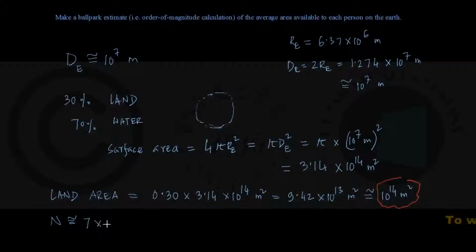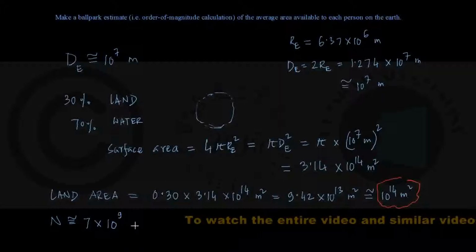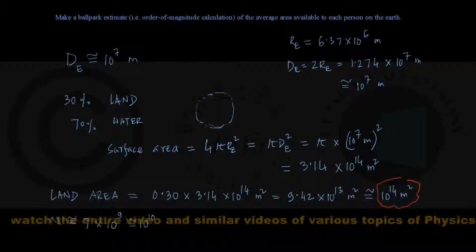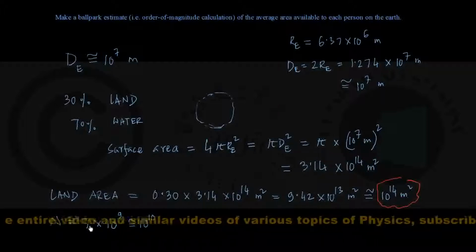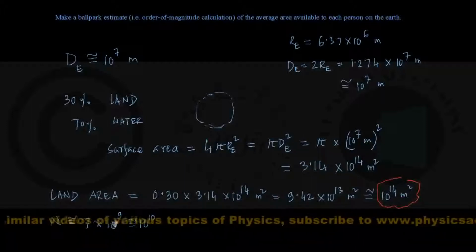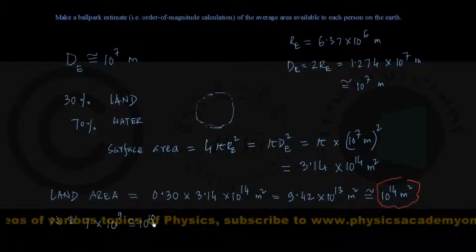7 into 10 to the power 9. 1 million is 10 to the power 6 and 1 billion is 10 to the power 9. Now this, once again, I approximate to be 10 to the power 10 for the same reason that you have seen here. Here the x term is 7, more than 5, so I just get rid of that and increase the power of 10 by 1. 9 plus 1 is 10.